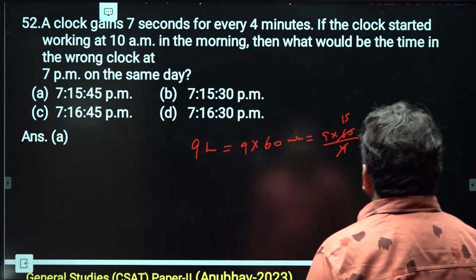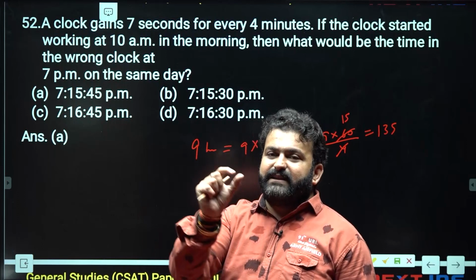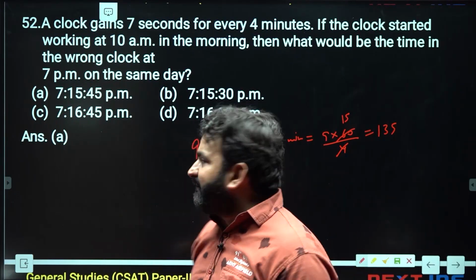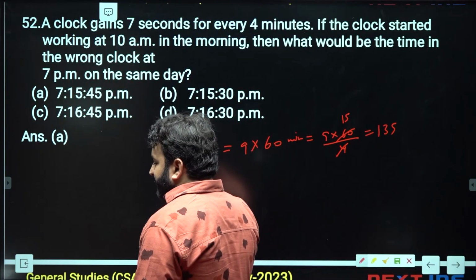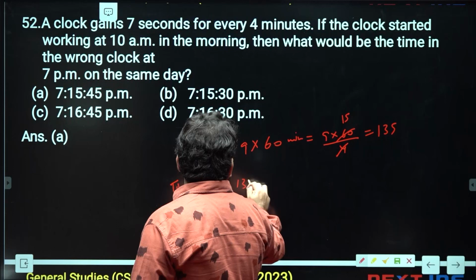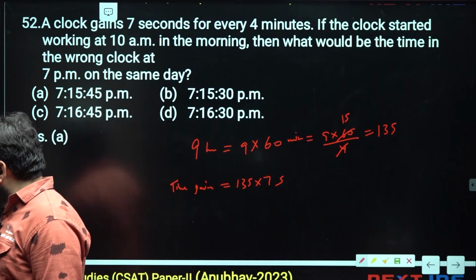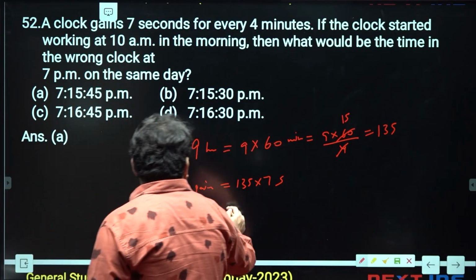So now the clock gains 7 seconds, so how many of these groups of 4 minutes will be there? 135. So now in every 4 minutes it gains 7 seconds. So what will be the total time gain? Total time gain will be equal to 135 into 7 seconds. So all of you, take 135 into 7 seconds, so you get how much?